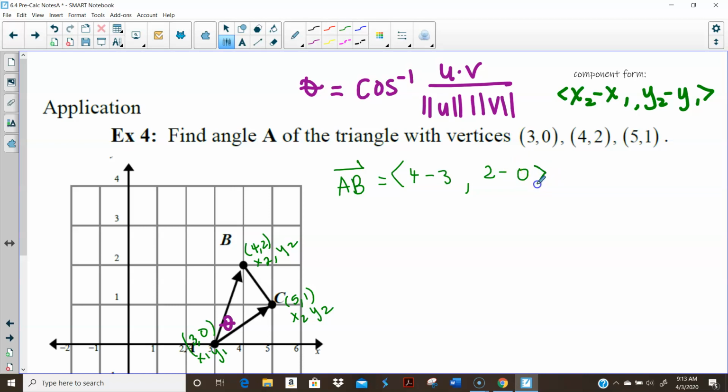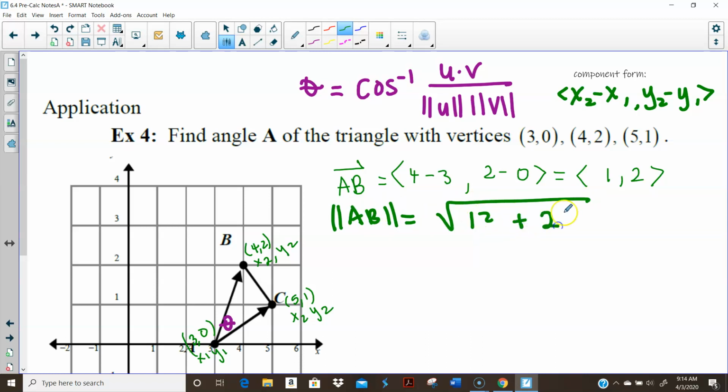Because we care about the direction, when you're putting it in component form, you always start on the terminal side and you subtract the initial side, and that will give you the right direction. So this vector in component form is going to be 1, 2. Now we'll find the length or the magnitude of that vector. So the magnitude of vector AB is going to equal the square root of 1 squared plus 2 squared. This is going to give me the square root of 5.